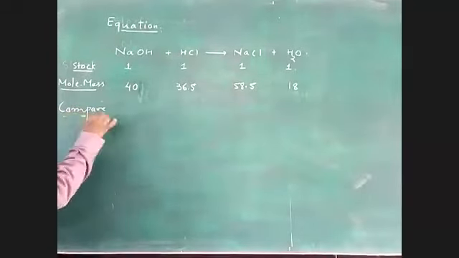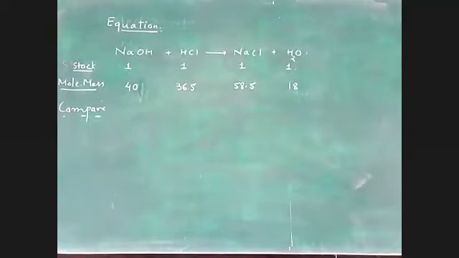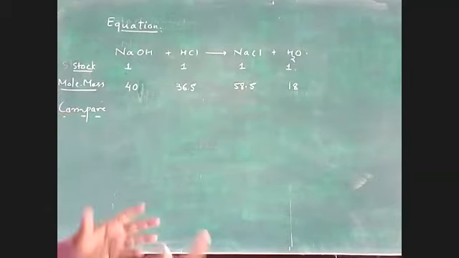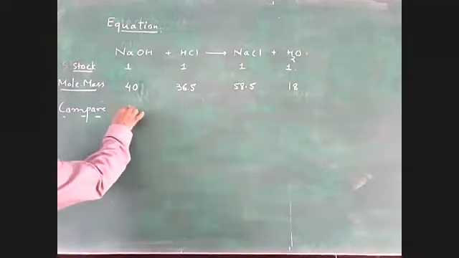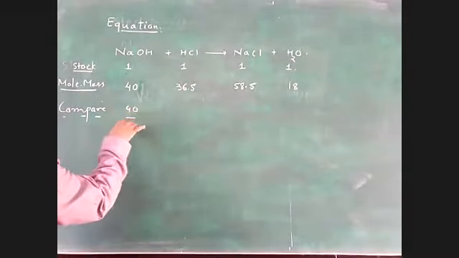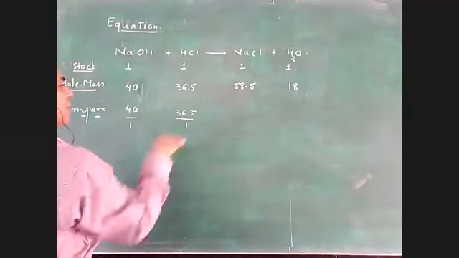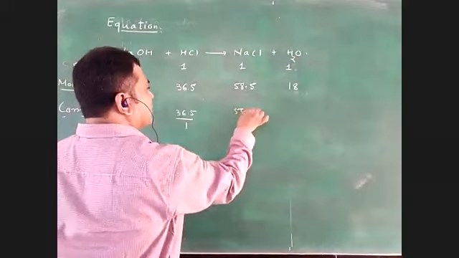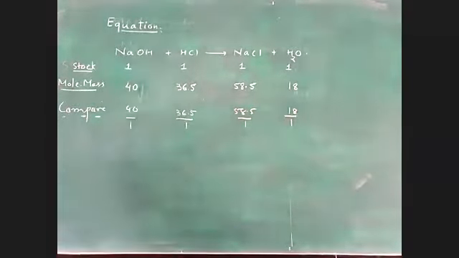Now we have to compare this. Dear students, this is the most important point. When you compare, what do you have to do? You have to bring everything to 1 mole. So 40 divided by 1, 36.5 divided by 1, 58.5 divided by 1, 18 divided by 1.